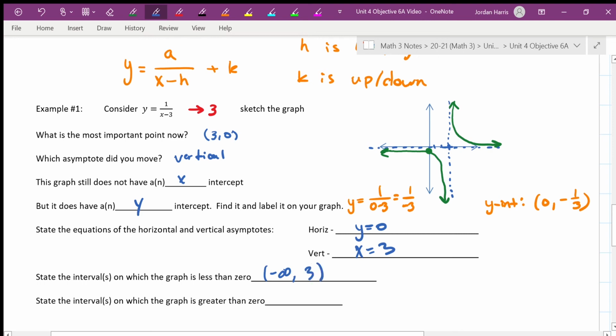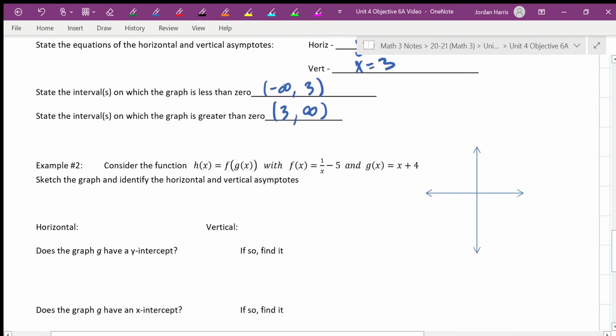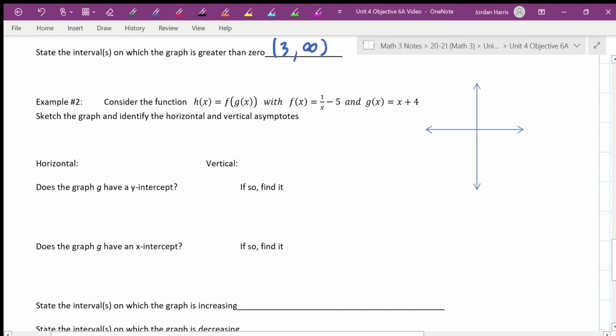State the intervals on the graph is greater than 0. Okay, above the x-axis, that's this section. So that's from positive 3 on to infinity. Remember, we're using x values to denote those values. Okay, last one.